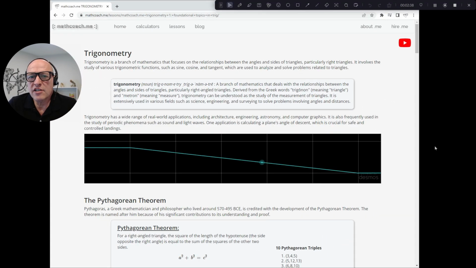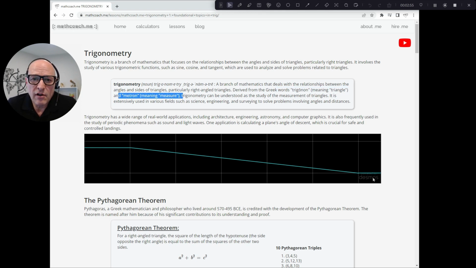Trigonometry is a branch of mathematics with a focus on the angles and the side lengths of triangles. It comes from the Greek words trigonon, meaning triangle, and metron, meaning measure.